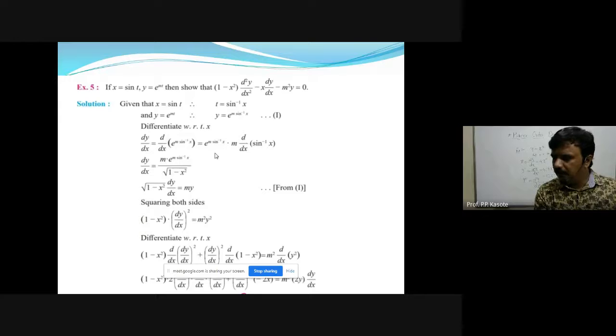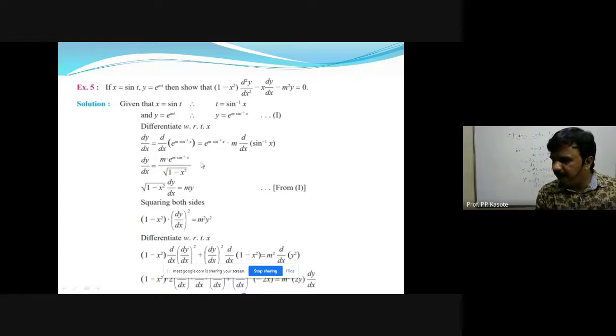Here, what will happen is that dy by dx is equal to m into e raised to m sine inverse of x divided by root 1 minus x square, because the derivative of sine inverse of x is 1 upon root 1 minus x square. Now we have got the value of dy by dx, but let us not go find the second order derivative of the same, because we are asked to prove something else.